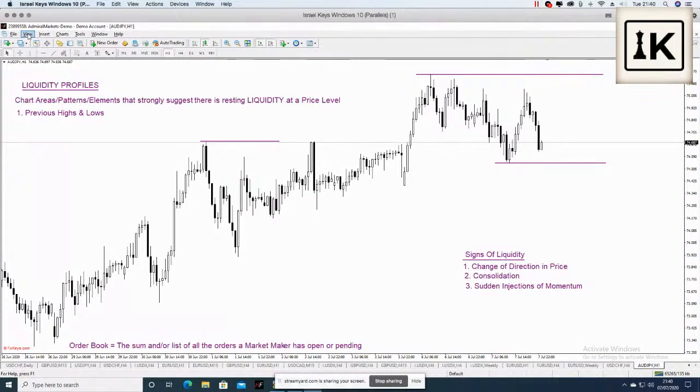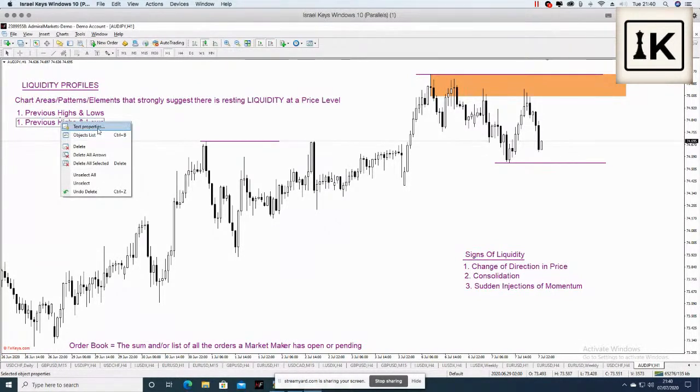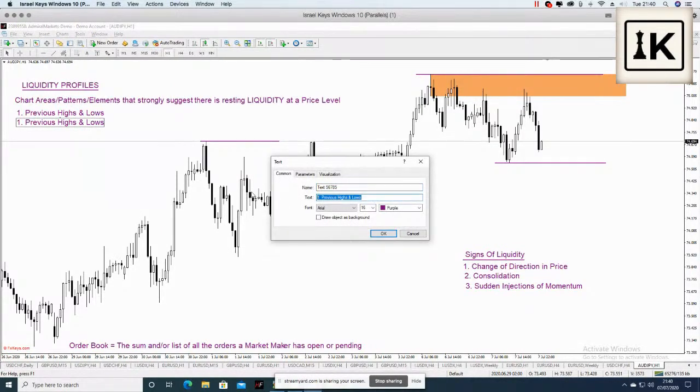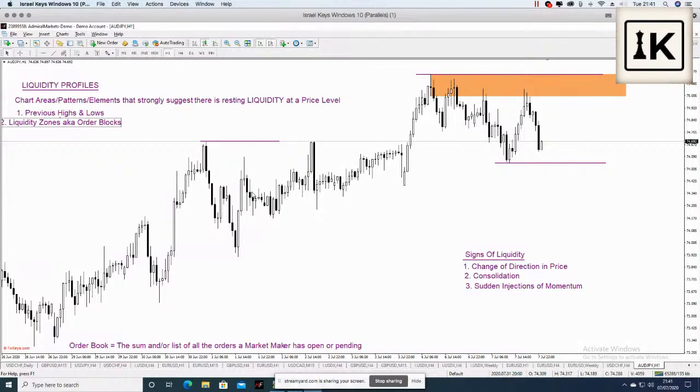Now, number 2 are things we call zones. Liquidity zones or order blocks. So in essence, when we refer to an order block, we're literally talking about a zone of liquidity. So number 2, liquidity zones, aka order blocks. Now, why do we call them order blocks? Very simple. I will show you.